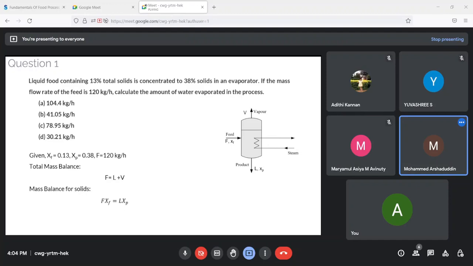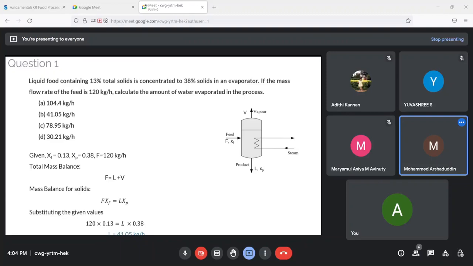First we have to find L and then substitute in the total mass balance. So we don't know both L and V. So we're substituting the values in the mass balance for solids. F is 120 kg per hour, XF is 0.13, L we don't know, and XP is given as 0.38. So from this we are calculating L to be 41.05 kg per hour.